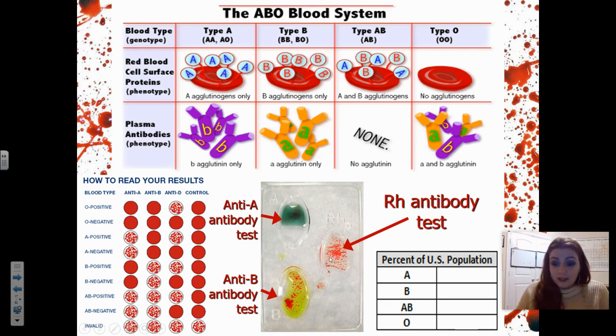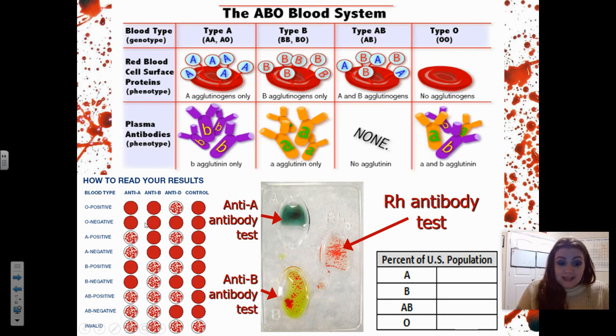Okay, so if it clumps on it, that's what they are. So same thing here. Let's try another one. This is clumping in the A. This is clumping in the B. This is clumping in the Rh, which is sometimes called anti-D as well. So this person is AB positive because it clumps with all of them. It has A, it has B, and it has positive. So it's AB positive blood.